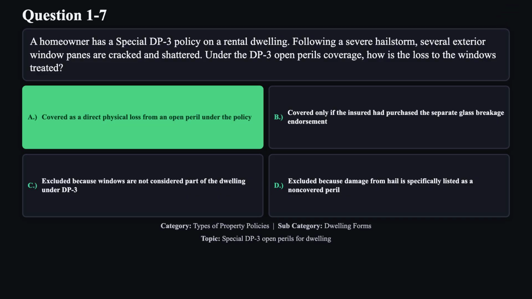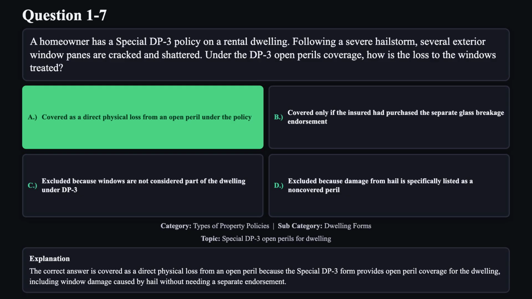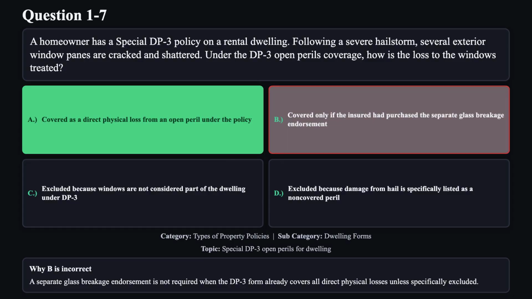The correct answer is A. The correct answer is covered as a direct physical loss from an open peril because the special DP3 form provides open peril coverage for the dwelling, including window damage caused by hail without needing a separate endorsement. Reason B is not correct.